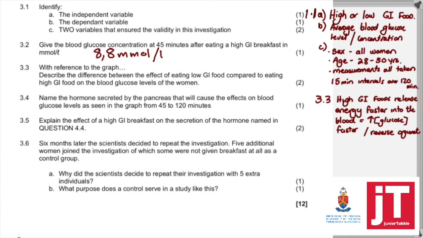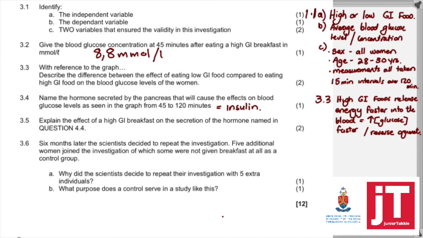If we look at question 3.4 here, it says to us, name the hormone secreted by the pancreas that will cause the effects on blood glucose levels as seen in the graph from 45 minutes to 120 minutes. Now we'll see that after 45 minutes, which is where we find our peak, the blood glucose levels start to decrease. That would mean that the hormone secreted by the pancreas is actually taking that glucose, converting it to glycogen in the liver. And we know now, or we should know, that the hormone responsible for doing that is our insulin.